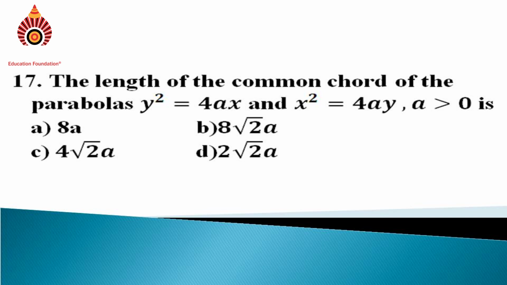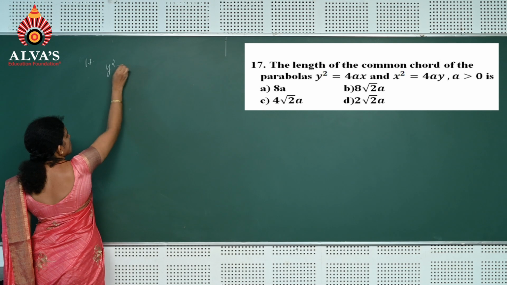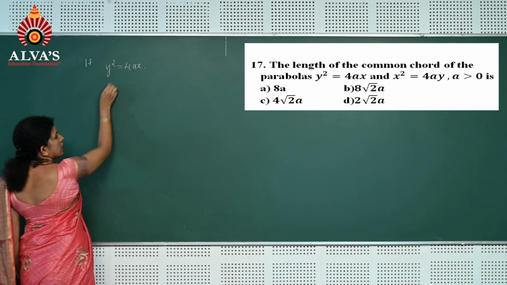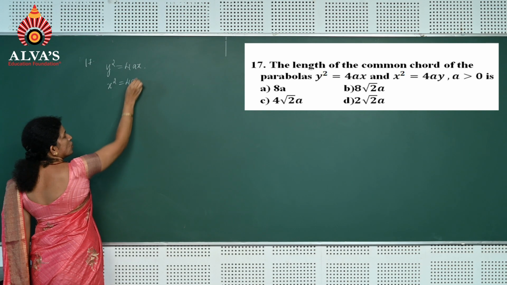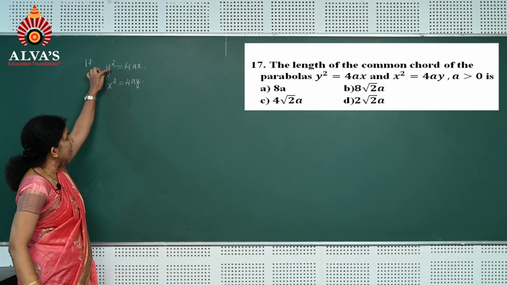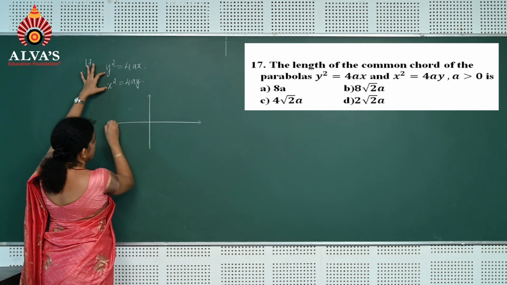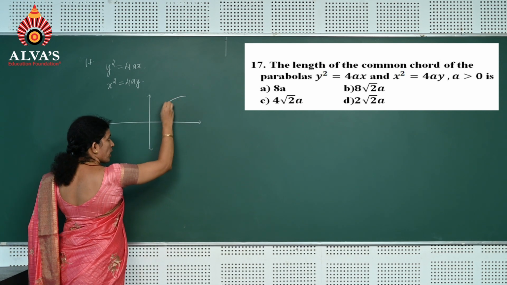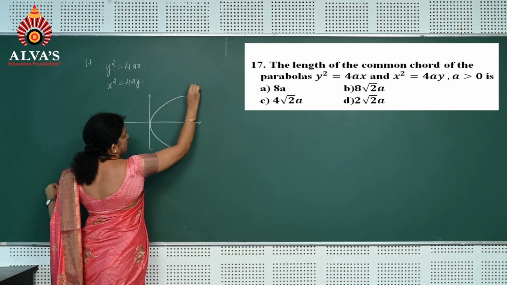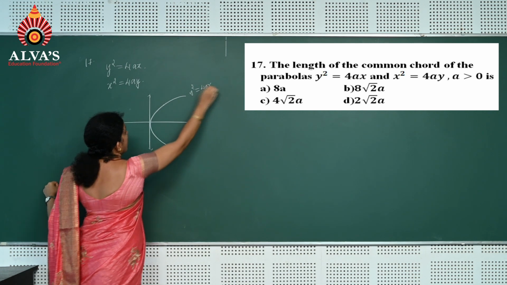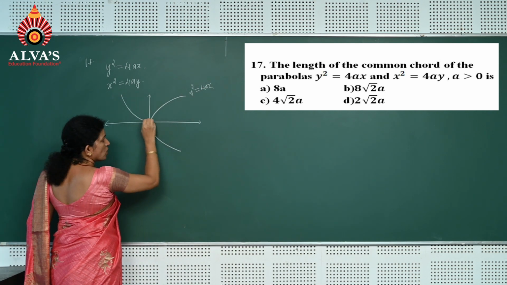Now come to question number 17. The question is: length of the common chord of the parabolas y square equal to 4ax and x square equal to 4ay, where a is greater than 0. One is y square equal to 4ax, another one is x square equal to 4ay. We want the length of the common chord. The curve comes like this. One is y square equal to 4ax. Another one is x square equal to 4ay.